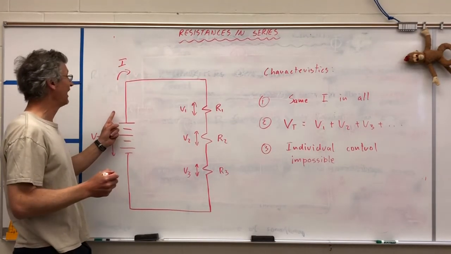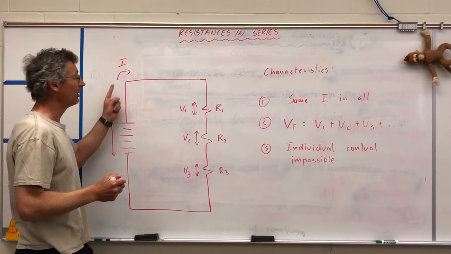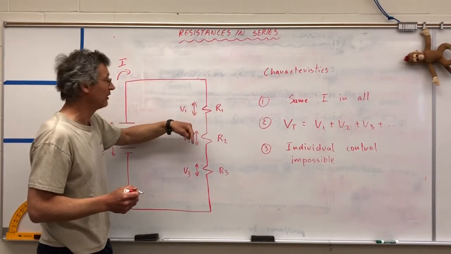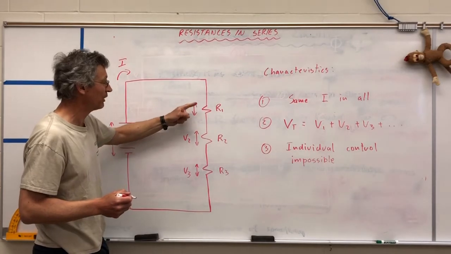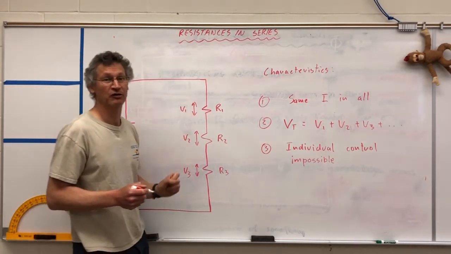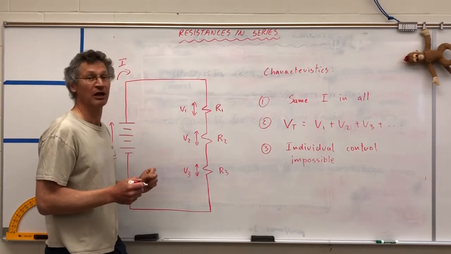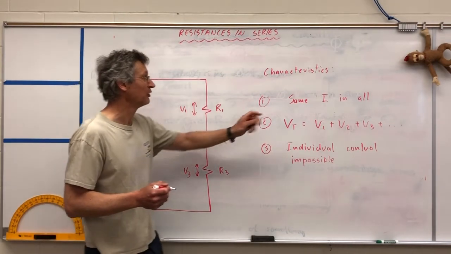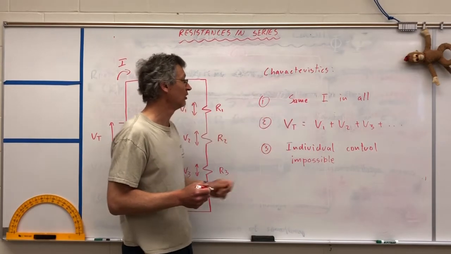The current that's leaving the source, well, it's not going anywhere, right? That same current is going through every single one of those resistances. So that's the first characteristic of a bunch of things in series. The same current in all of them.